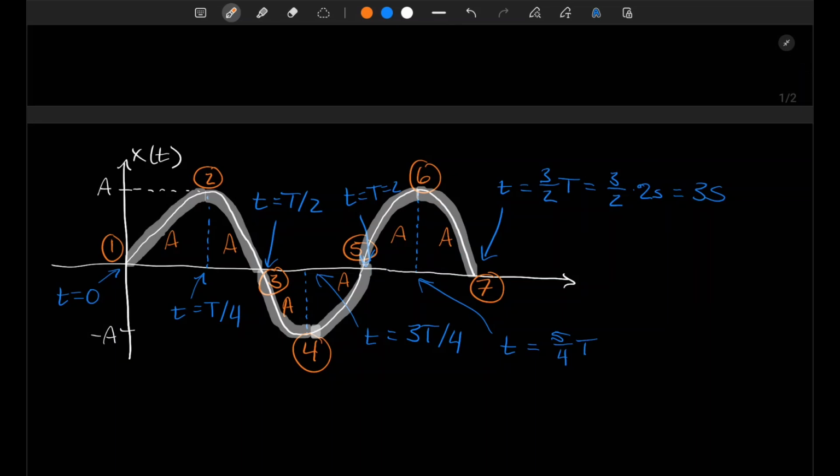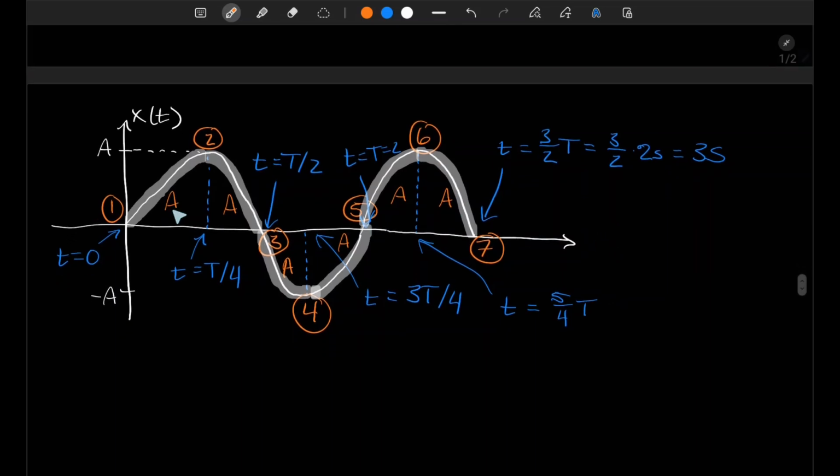So let's just count up how many a's we have. We have 1, 2, 3, 4, 5, 6. We have 6 a's. That means the total distance that we've traveled, d, for t is equal to 3 seconds, is equal to 6a. And that's just because we have 6 of these a's.